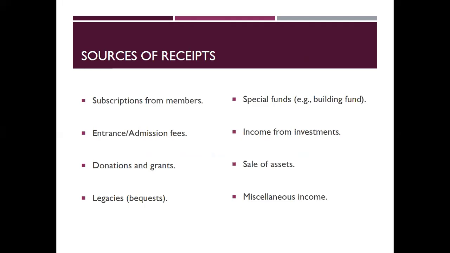Then let's look into the sources of receipts. So the receipts I'm referring to here is our income. Income as an organization, income as a firm, income as an association. Definitely, it is a non-profit making organization. So how are we getting our income? How are we getting what we are going to be presenting or recording?